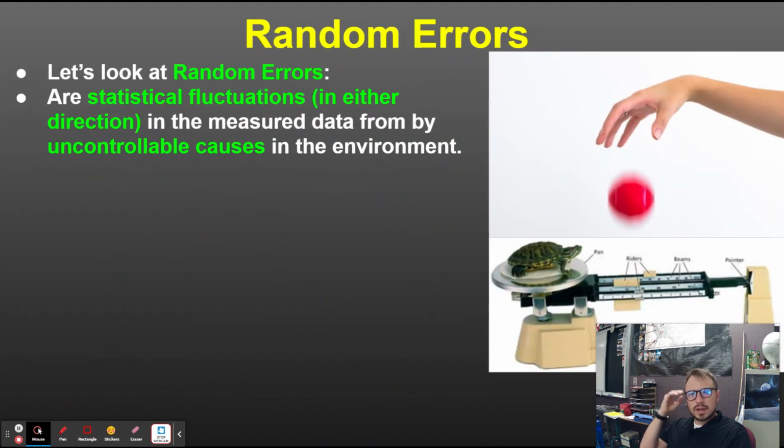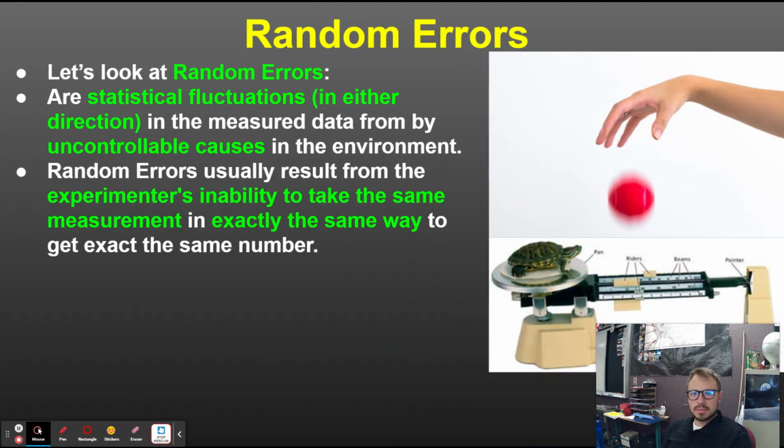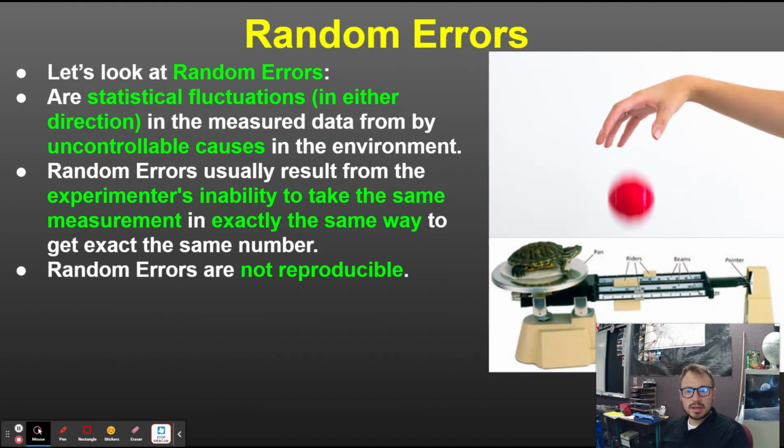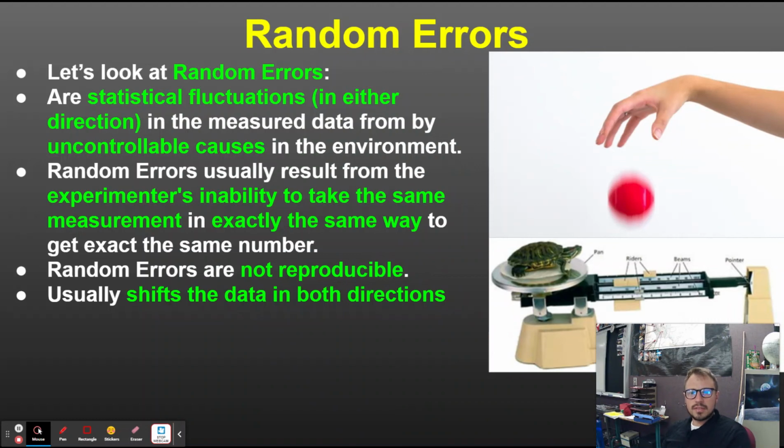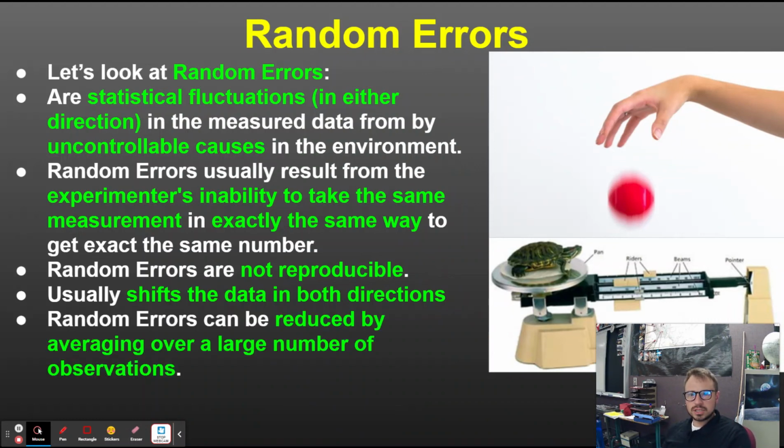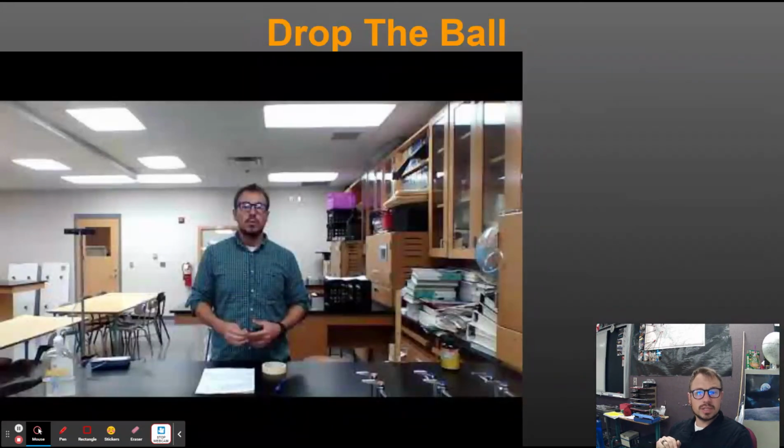So if we look at random errors, there are statistical fluctuations in either direction in the measured data from uncontrollable causes in the environment. Random errors usually result from the experimenter's inability to take the same measurement in exactly the same way. They are not reproducible, and they usually shift the data in both directions. Random errors can be reduced by averaging over a large number of observations, and this leads to poor precision. My results are not close to each other.